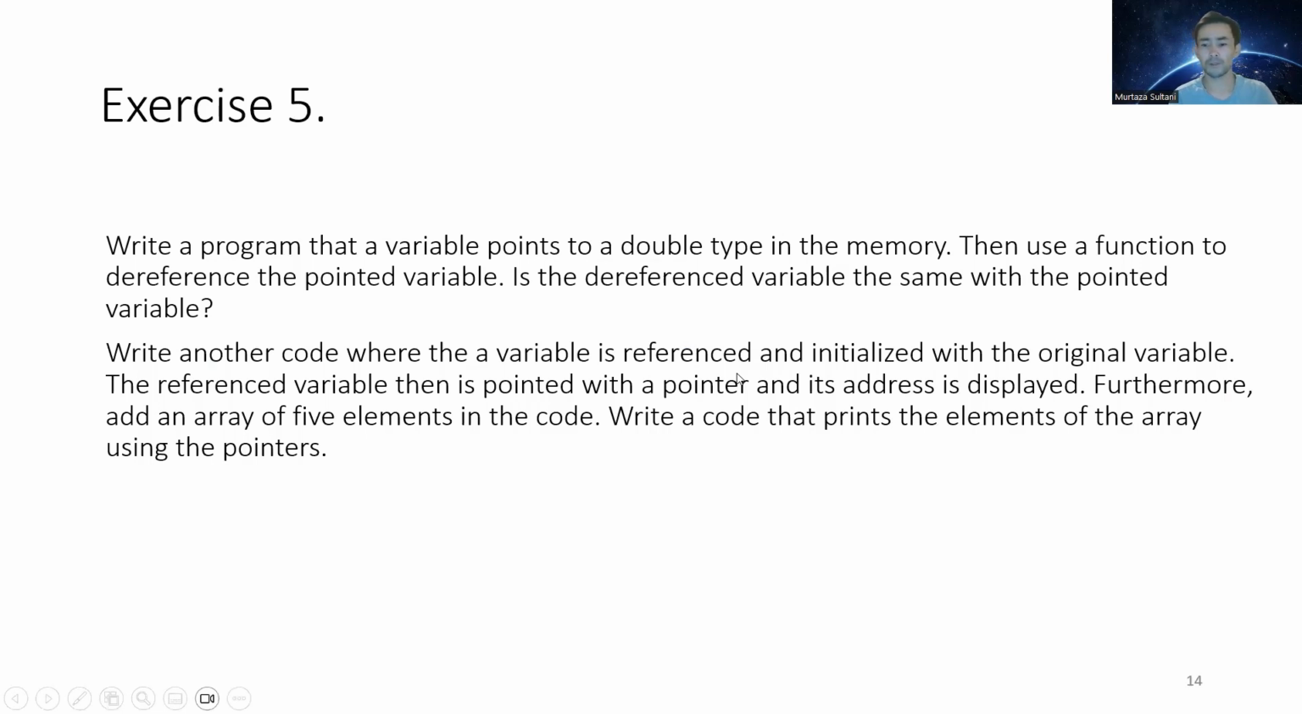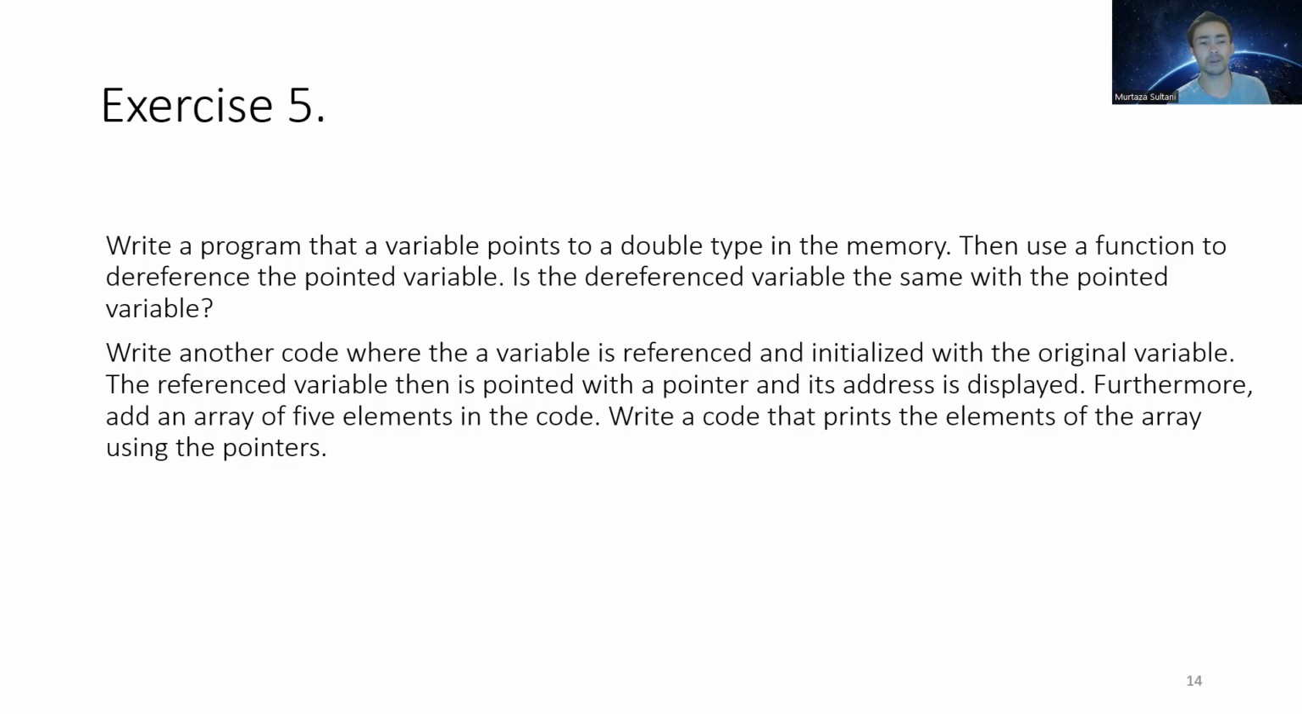Okay, we are done with the lectures for today, and I hope you understand the topics. Then you do exercise 5. In exercise 5, you write a program where a variable points to a double type in the memory. Then you use a function to dereference the pointer variable. Answer the question: is the dereferenced variable the same as the pointed variable?